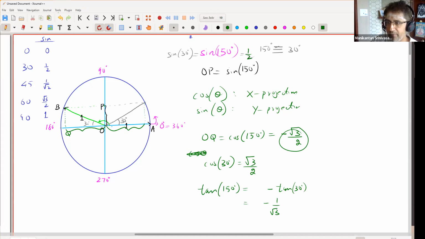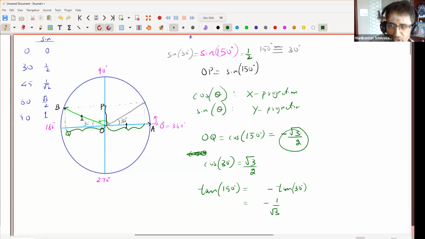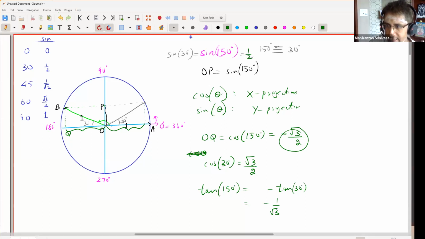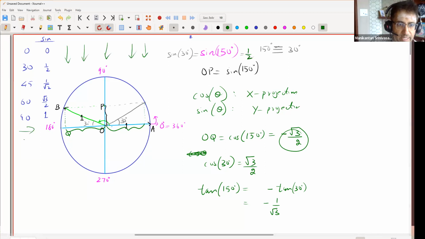Okay, all clear so far? So can you explain how you did cos 150 using x-axis projection? Correct. So say OQ. OQ, exactly, right, OQ. Okay. So just imagine there's light falling from up and from the side, everywhere, right? Where will the shadow of the point fall on the x-axis? It will fall at Q.